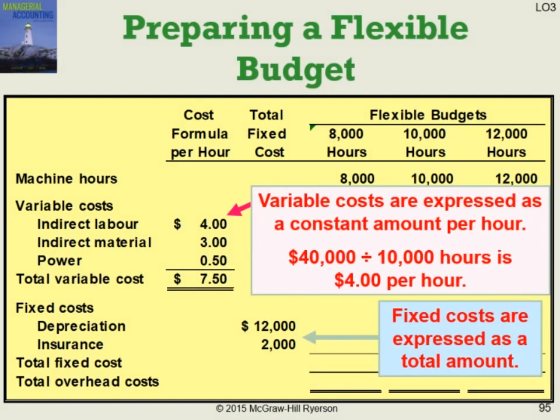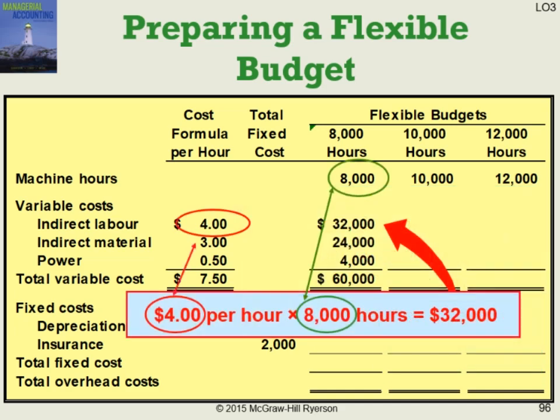So if we have 8,000 hours, we know that we've calculated the indirect labor cost was $40,000 for 10,000 hours, and so that works out to $4 an hour. Our indirect material cost should be $3 per hour. Our power cost should be 50 cents per hour for a total variable cost of $7.50. The fixed cost shouldn't change. So they should be the same no matter what volume of activity we do. So we can use that to prepare the flexible budget.